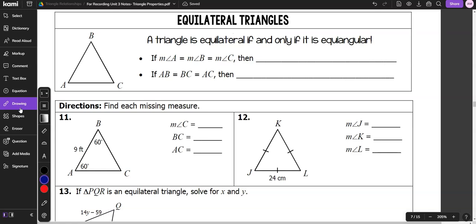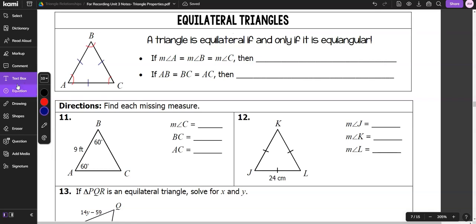All right, the last thing we're going to talk about in this set of notes is equilateral triangles and their special properties. So a triangle is equilateral if and only if it is equiangular. So what that means is every time you have an equilateral triangle, you also have an equiangular triangle. So that means the angles are also congruent.